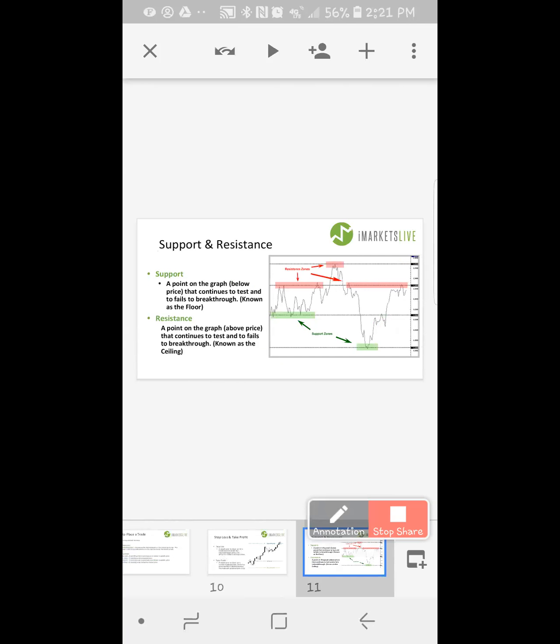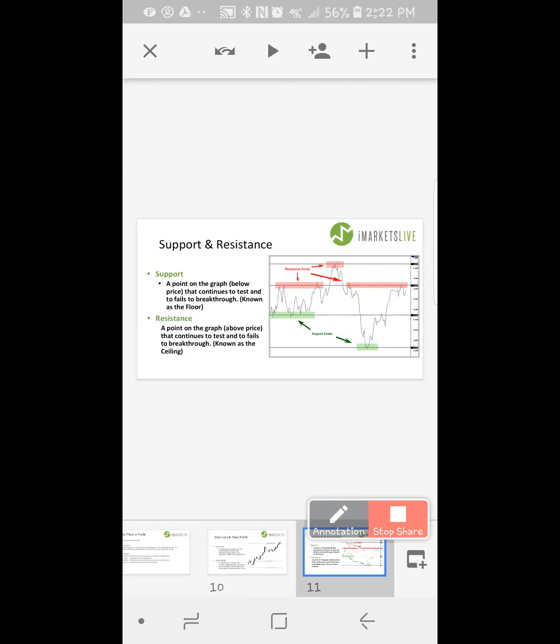Okay, support and resistance. This is very, very important, guys. You have to look left to get right in the Forex market. Your support is a point on the graph that continues to test and fails to break through. When we walk on the floor, that's our support. I correlate support with the word floor because our floor supports us. We walk on that. The sidewalk supports us. That's what we walk on.